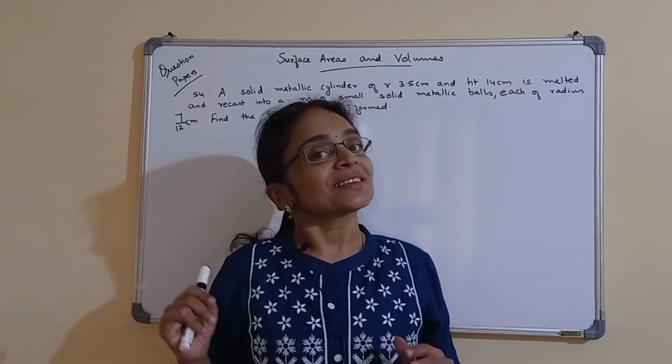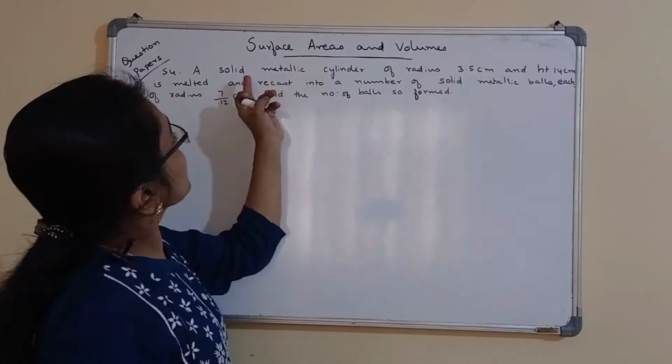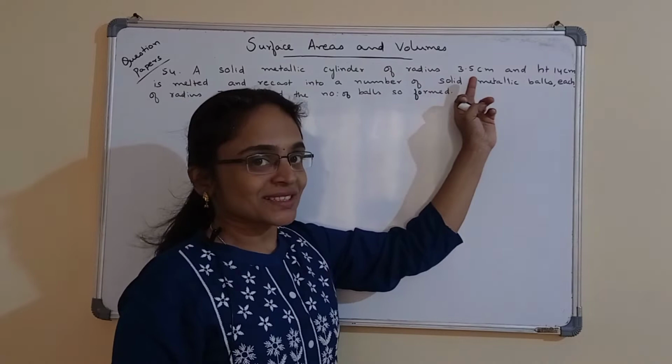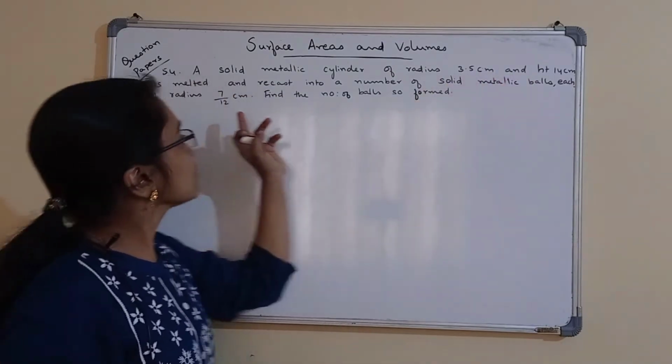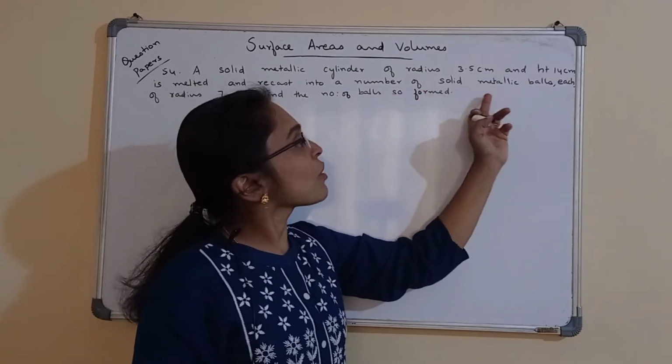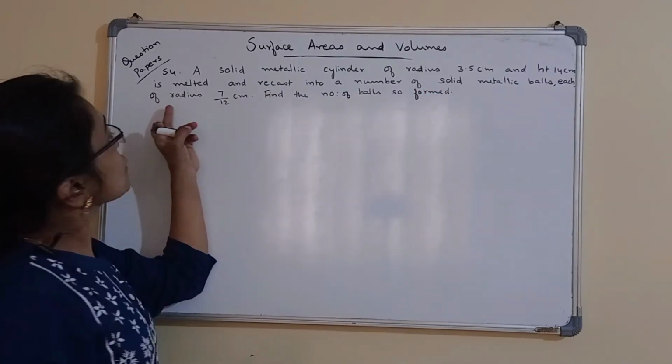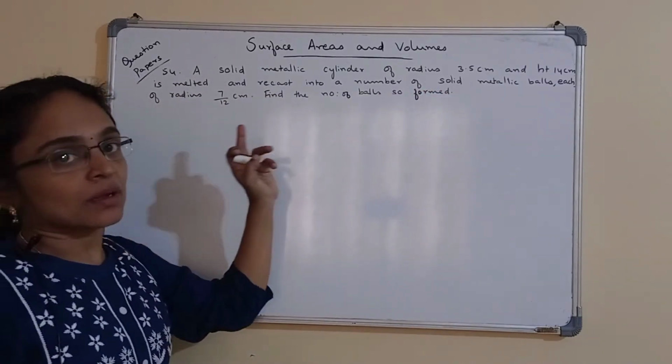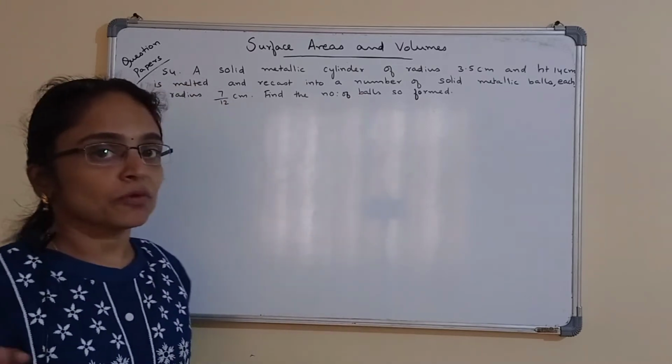Okay. So let us start now, and the question is, a solid metallic cylinder of radius 3.5 cm and height 14 cm is melted and recast into a number of solid metallic balls, each of radius 7 by 12 cm. Find the number of balls so formed.